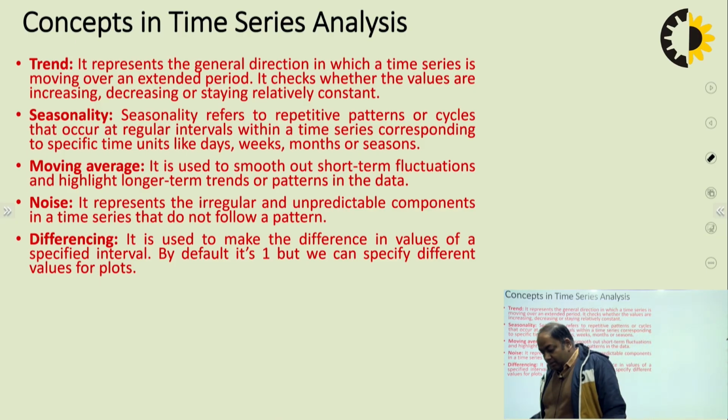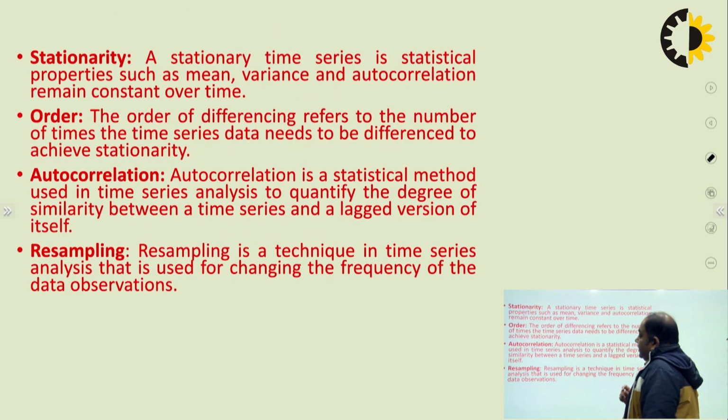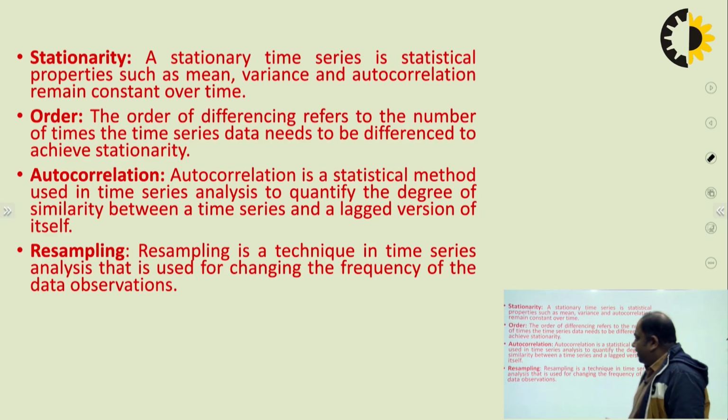Like we see excessive rain in November or December. We can say that it is an unpredictable or irregular happening in that month. So differencing is used to take the difference of the value by a specified interval. Stationarity means statistical properties such as mean, variance, and autocorrelation are constant. Order of differencing refers to the number of times the data needs to be differenced to achieve stationarity.